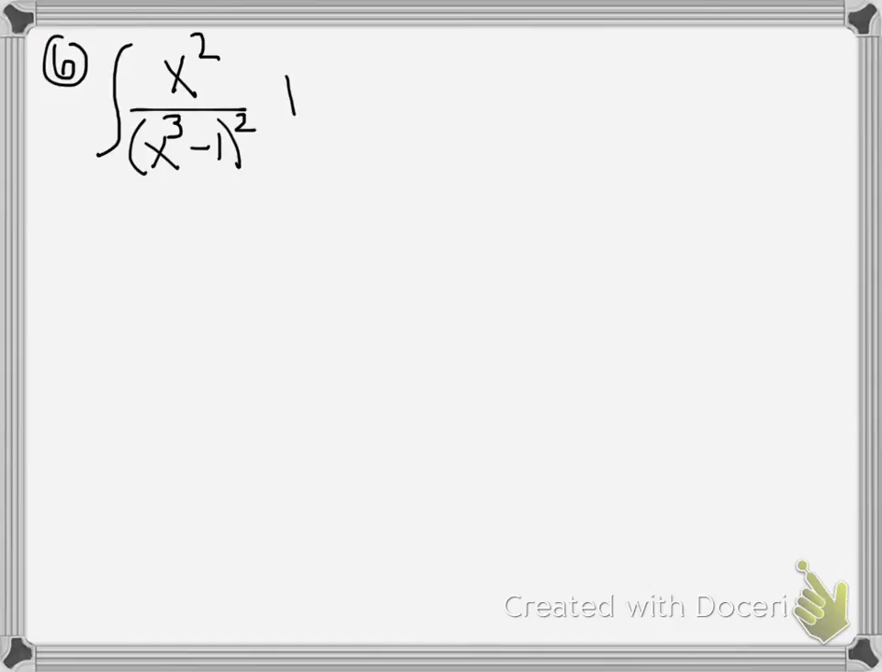All right. We'll do a couple more together. I'll give you some you-dos where you can just pause it and come back to it. And we'll go from there. X squared over the quantity of x to the third minus 1 squared dx.